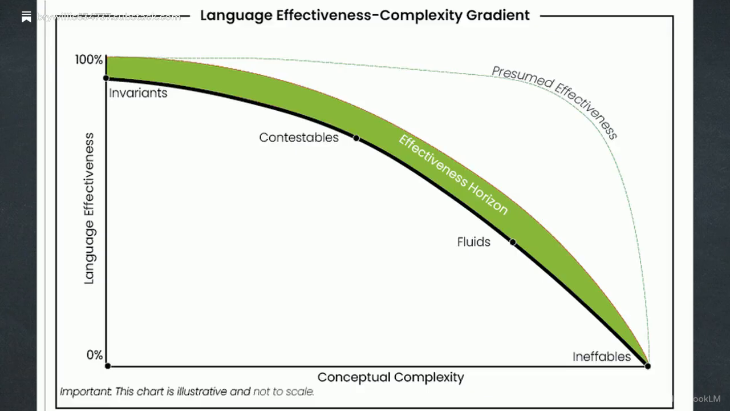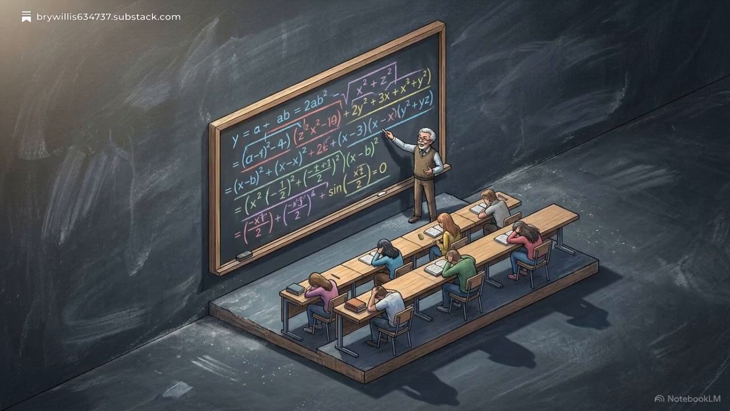By connecting these points, we trace the actual trajectory of language failure. This solid black curve shows how rapidly effectiveness decays as complexity increases. However, we operate instead on this dotted line, the presumed effectiveness, acting as though our clarity remains near total. The distance between this presumed clarity and our actual performance is the presumption gap.